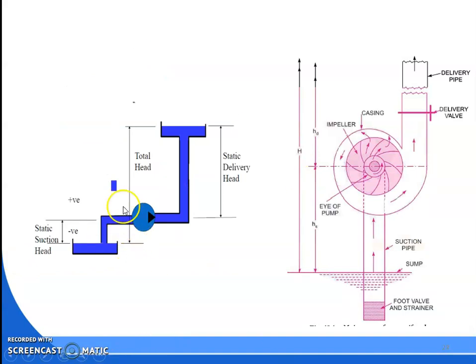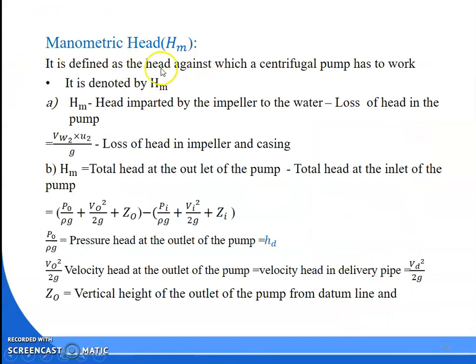So see here, from the center line to the sump, that is static suction. From the center line to the delivery, that is static delivery. So the total is the total head, that is static head, HS. You can see here, total head. Then we will discuss manometric head.